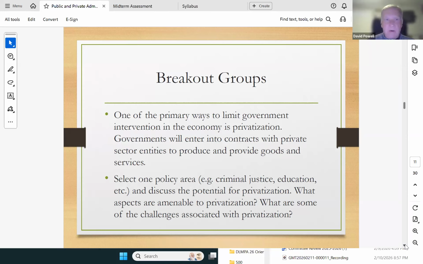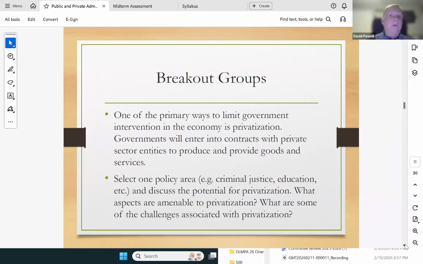So we issue this RFP, and then a private sector company will then put in their bid on that RFP, and then the winning bid will then produce that good or service. And so that's contracting out. Sometimes that's referred to as load shedding. That is a part of privatization.